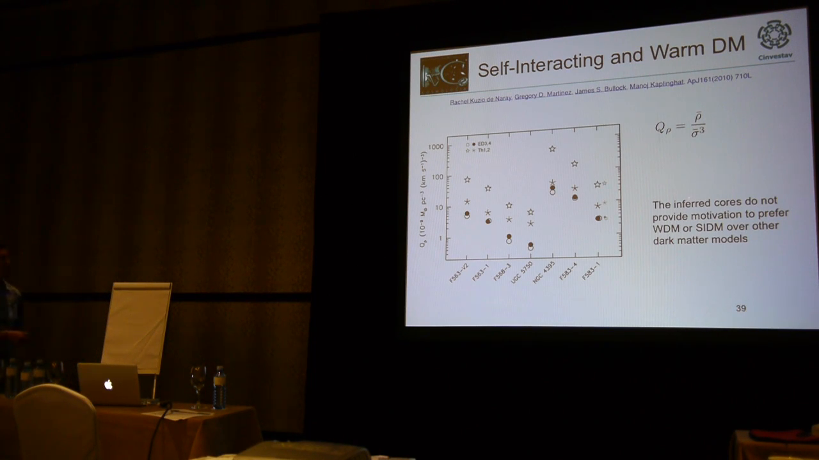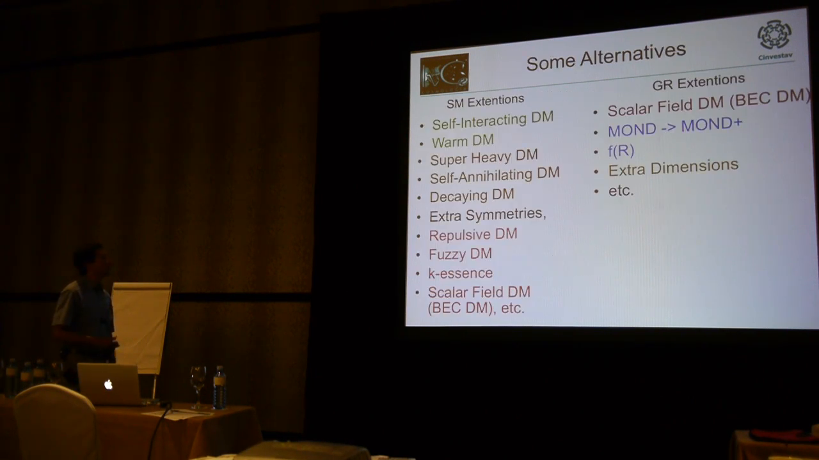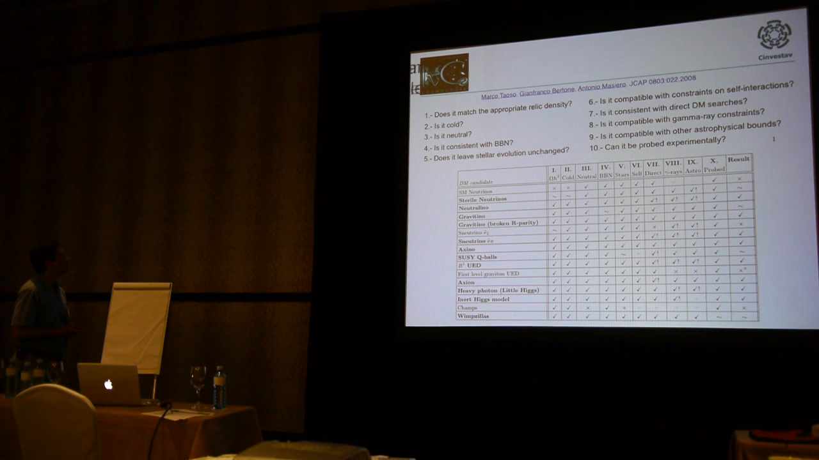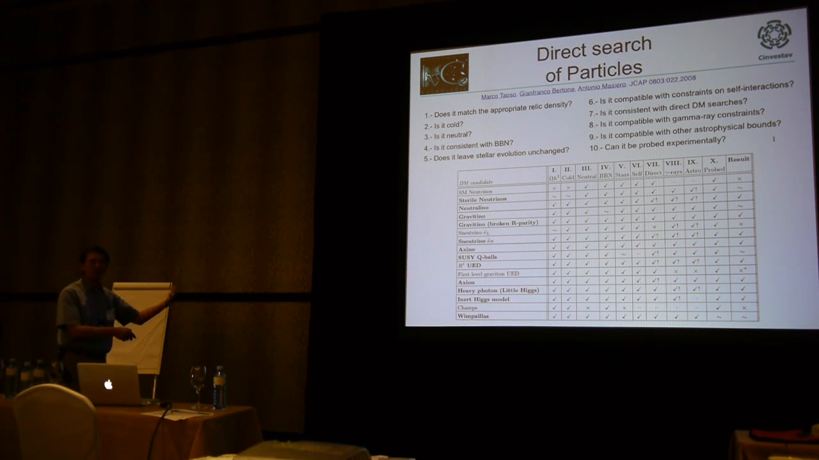Well, nevertheless, those are good models, but maybe they have some problems. Well, let me speak very, very briefly about super heavy and self-annihilating dark matter. Super heavy is also called WIMPzillas, and they are closely related. And they are very good candidates.